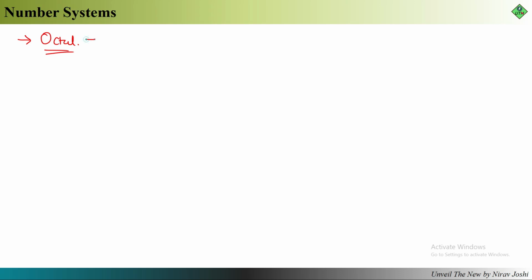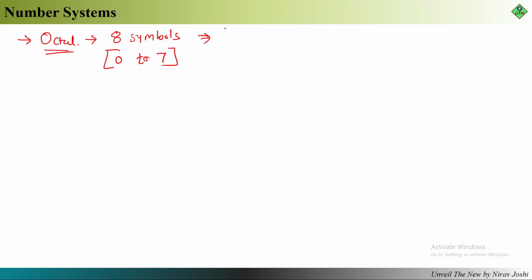For the octal number system, as the name suggests, octal means 8. So there are 8 symbols, that is 0 to 7. 0 to 7, there are 8 symbols: 0, 1, 2, 3, 4, 5, 6, 7. Okay, so in total there are how many symbols? 8 symbols. Yes, very good.